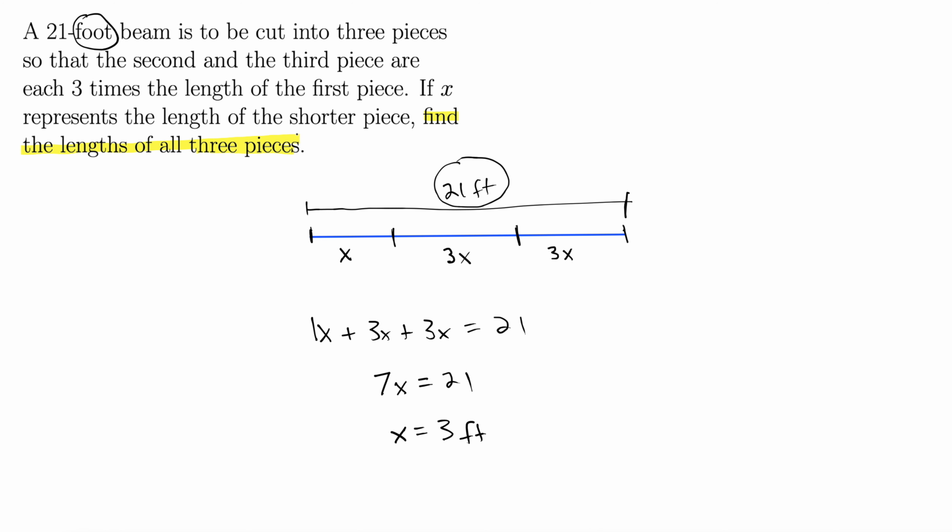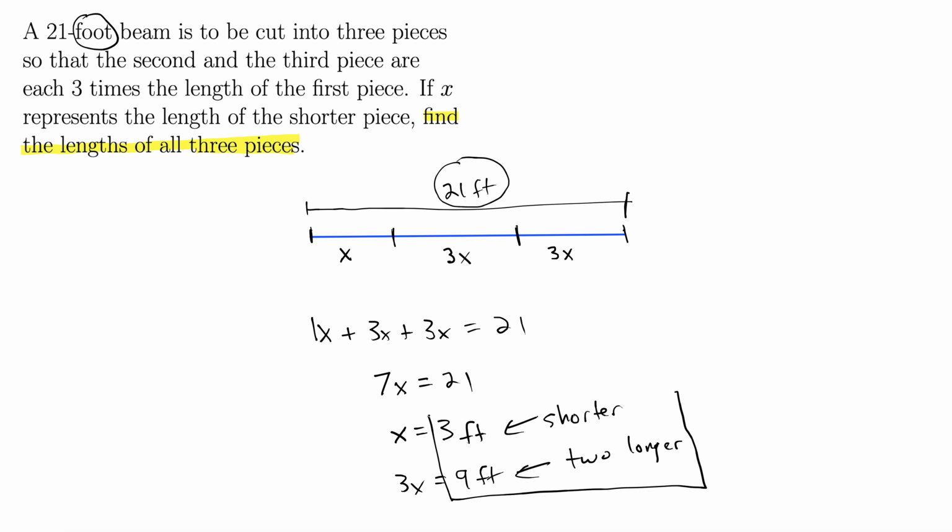So let's do it. We have the shorter one, and then we have 2 longer ones. It's 3 times the length of the shorter. So we'll say 3x equals 6 feet. No, 3 times 3 is 9, not 6. So 9 feet. That's for the 2 longer pieces. All right, so then your answer could be presented something like this: 3 feet for the shorter, 9 feet for the 2 longer.